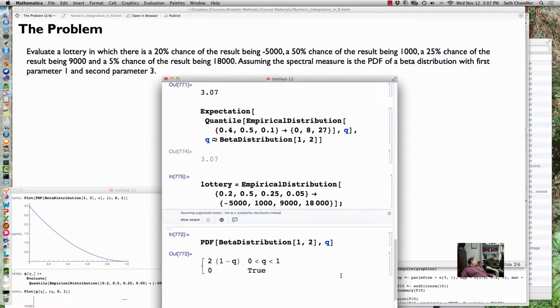What answers do we have? Negative 1,710.8. That sounds pretty good. Let's see what my answer is.